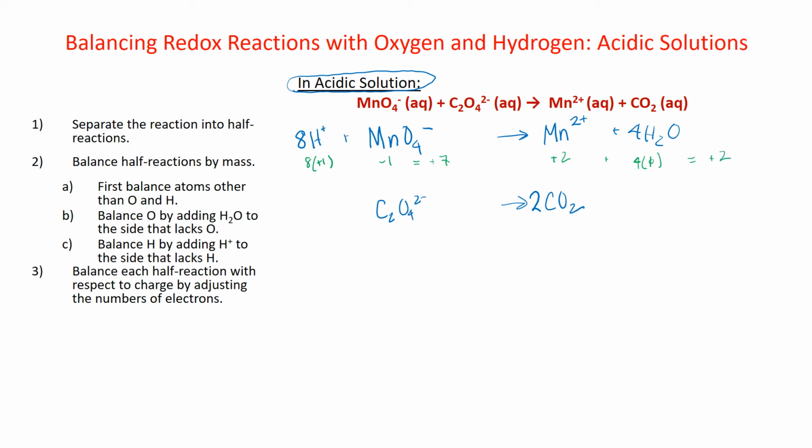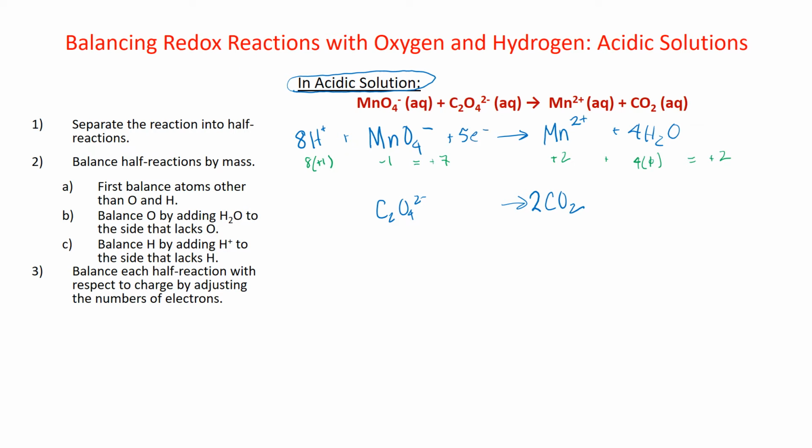Right, now it makes it easier to see where to add the electrons and how many to add. This is my more positive side, the one that has +7. So this is the side that we're going to add our electrons to. And we are going to add 5 electrons, bring that total charge down to +2.